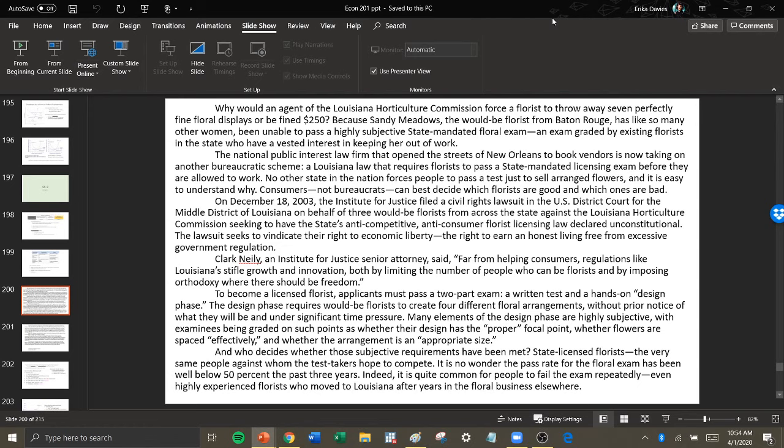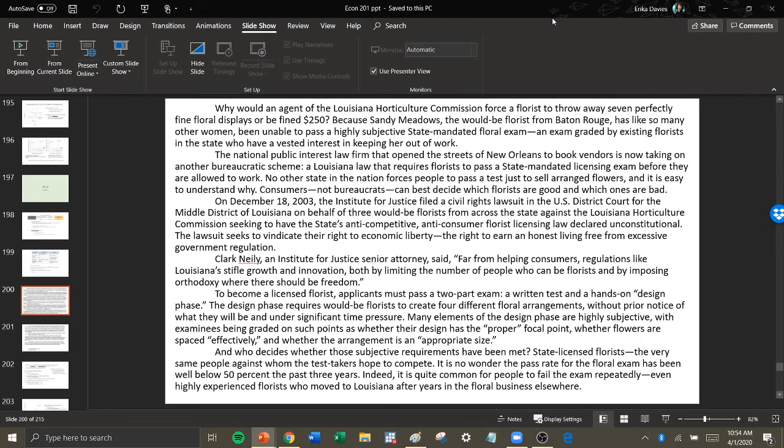The national public interest law firm that opened the streets of New Orleans to book vendors is now taking on another bureaucratic scheme, a Louisiana law that requires florists to pass a state-mandated licensing exam before they are allowed to work. No other state in the nation forces people to pass a test just to sell arranged flowers, and it is easy to understand why. Consumers, not bureaucrats, can best decide which florists are good and which ones are bad.